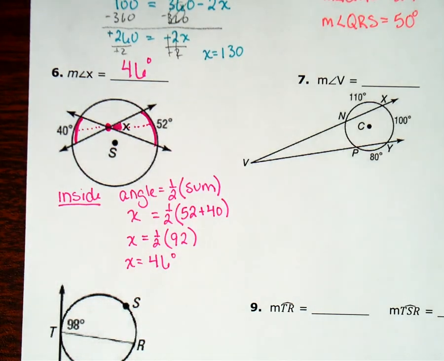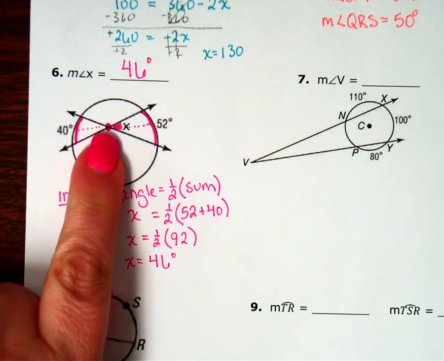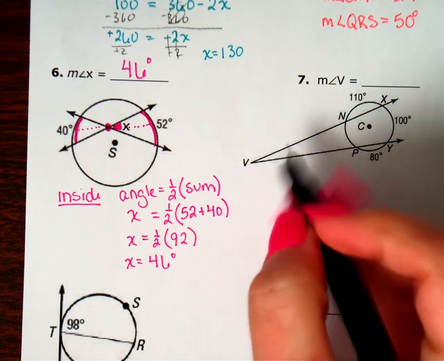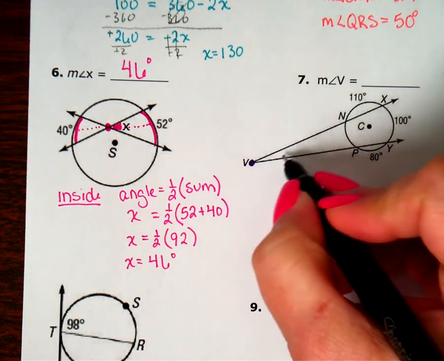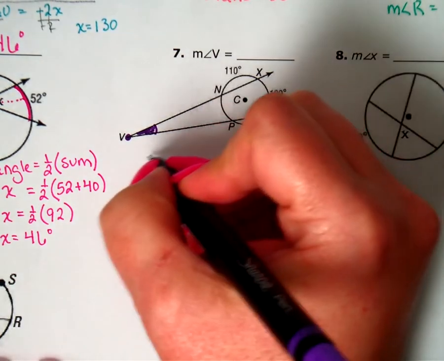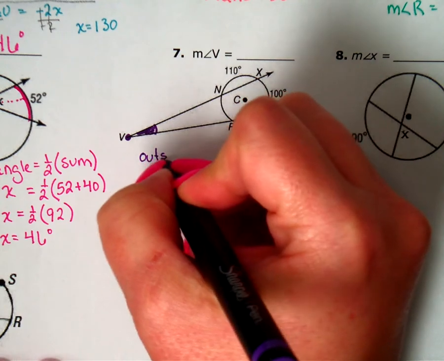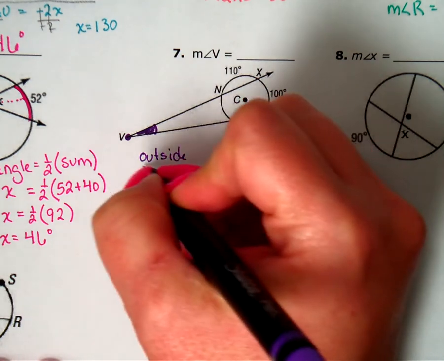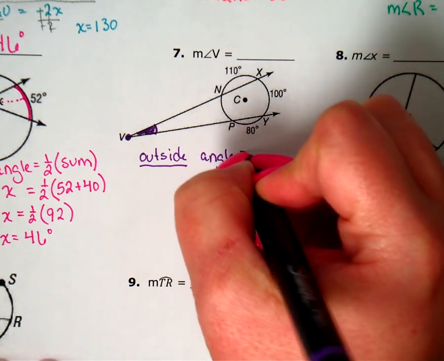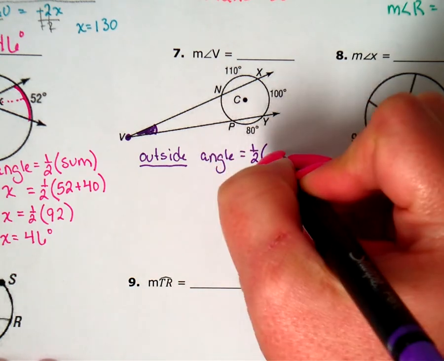All right, let's look at number 7. Number 7, so we were inside the circle here, but look at where my intersection is. These don't intersect until way over here. This angle V that I'm trying to find is definitely outside the circle. So for outside the circle, our angle equals 1/2 the difference of the 2 arcs.